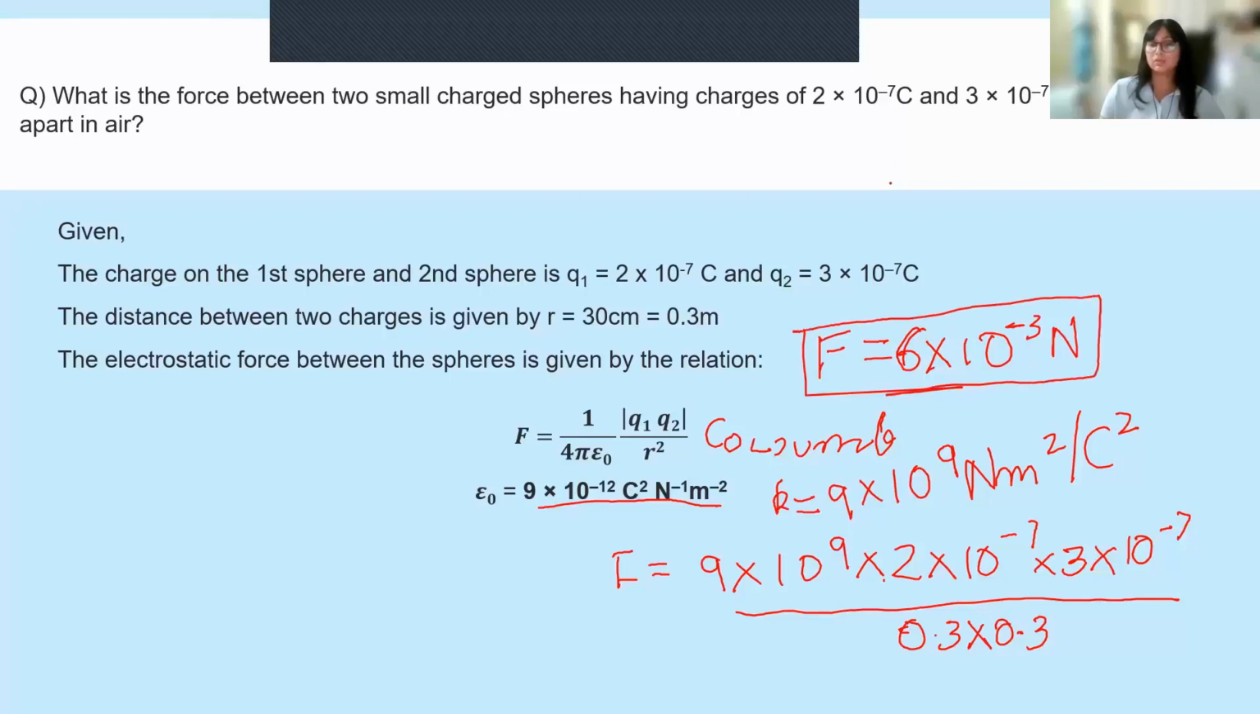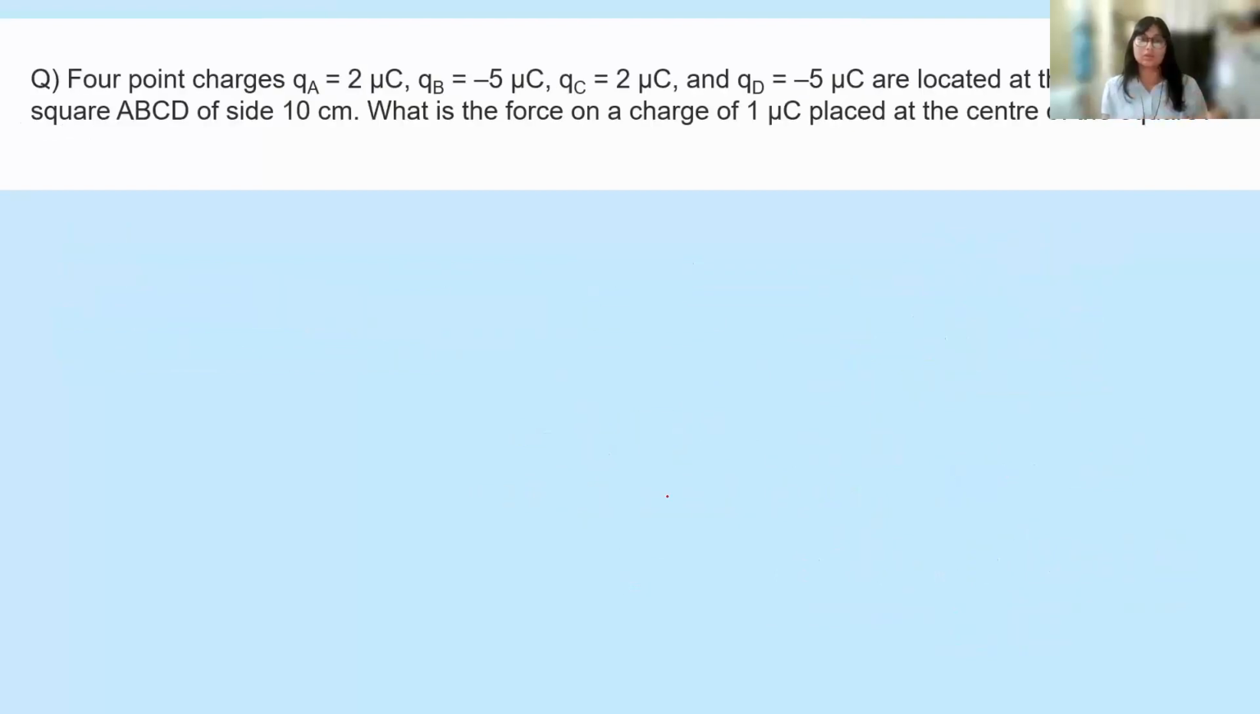That is the force acting between the two charges. Now what kind of force will this be? We see that both of these are positive charges, the same charges, so this is going to be a repulsive force of magnitude 6 into 10 raised to minus 3 Newton. This is a very easy example for you to understand how to calculate the force between two charged particles.